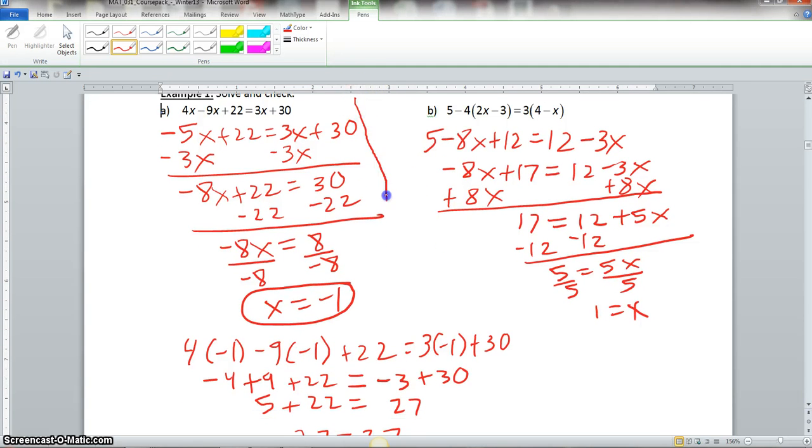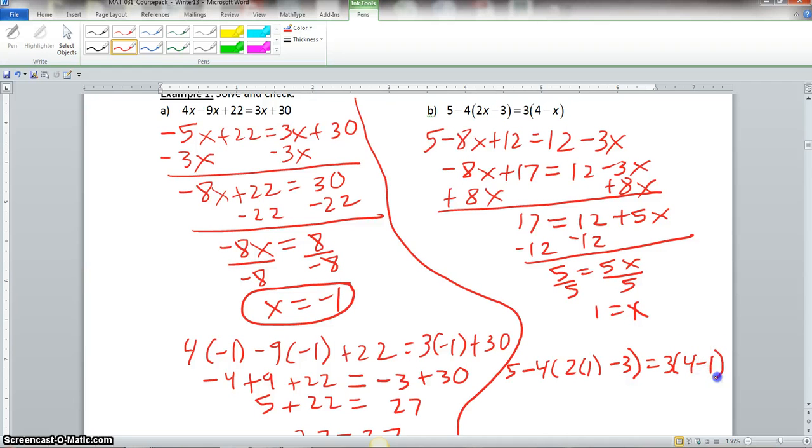Now what I'm going to do, I'm going to draw this little line here so you would know that this doesn't go with this problem here. So we're going to substitute in 1 for x. So we will have 5 minus 4, and in parentheses we will have 2 times 1 minus 3 is equal to 3 times 4 minus 1. Now we substitute in 1 wherever x appeared. So we will have 5 minus 4. And we will do what's in parentheses first. This will be 2 minus 3 is equal to 3 times 4 minus 1 is 3.